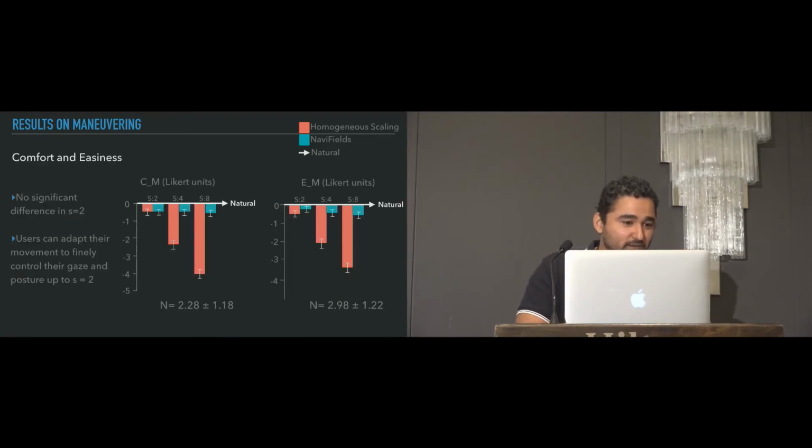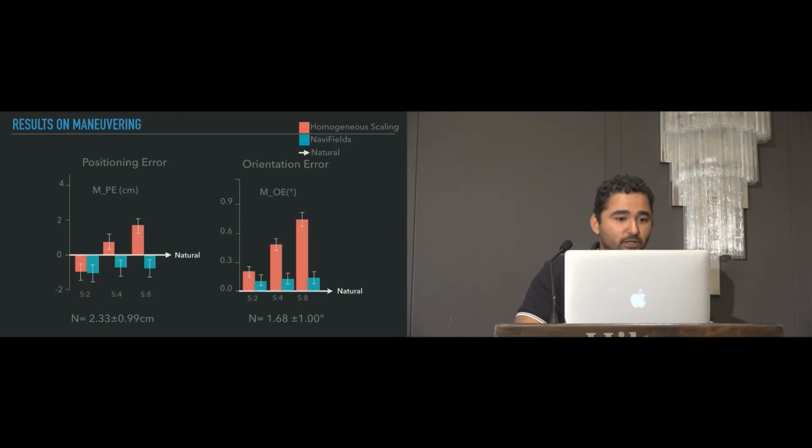In comfort and easiness, we found no significant effect just in the scaling factor of 2, which is quite interesting because this can suggest that users can adapt their movement to finally control their gaze and posture in scaling factors up to 2. This is also supported by the results in positioning error and orientation error, where we also found no significant differences in this scaling factor condition.